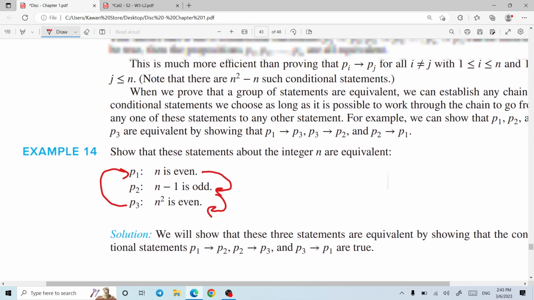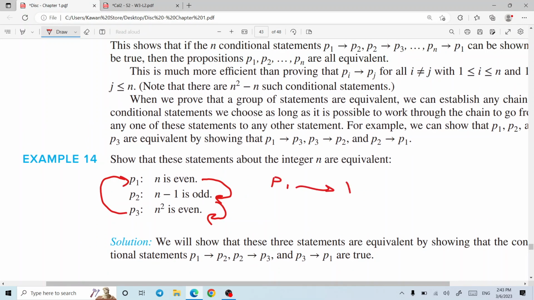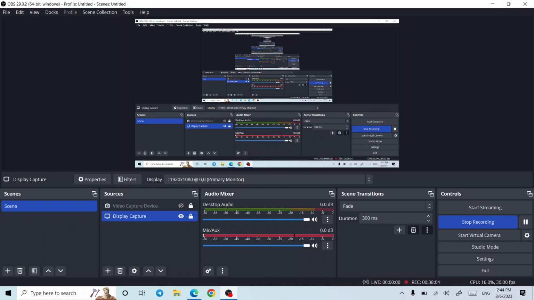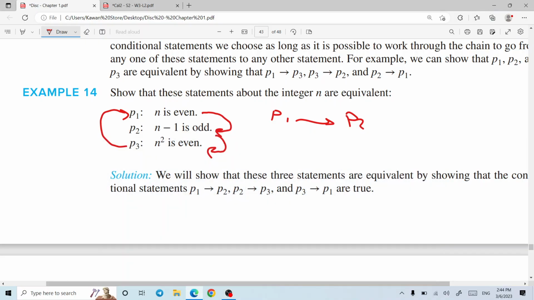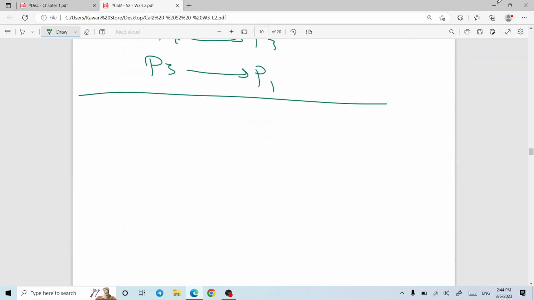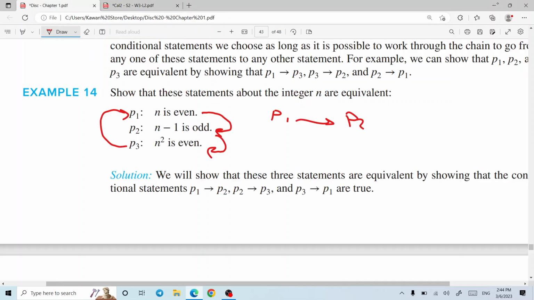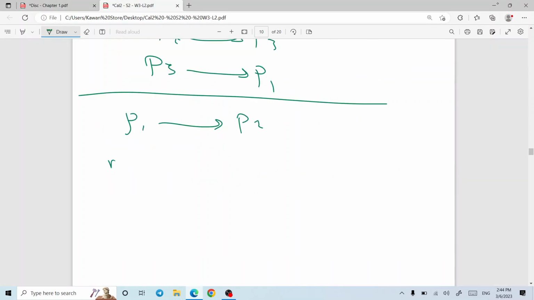Okay. Can you solve P1 to P2? Yalla, together, silent. P1: n is even. P2: n minus 1 is odd. N is even, n minus 1 is odd. Yalla, how do we solve that one?